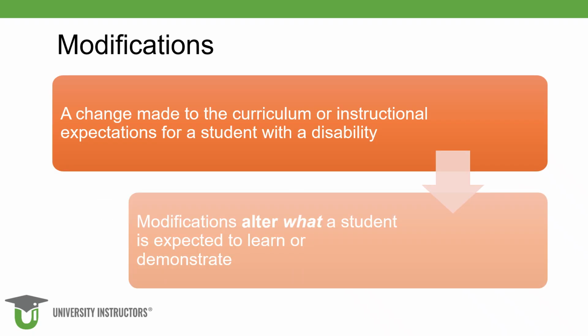An educational modification is a change made to the curriculum or instructional expectations for a student with a disability. Unlike accommodations, which provide access to the same learning goals as peers, modifications alter what a student is expected to learn or demonstrate. Modifications are typically documented in individualized education plans, IEP, and are used when a student's disability significantly impacts their ability to meet grade level standards, even with accommodations. Section 504 plans rarely include modifications and are mostly composed of accommodations.